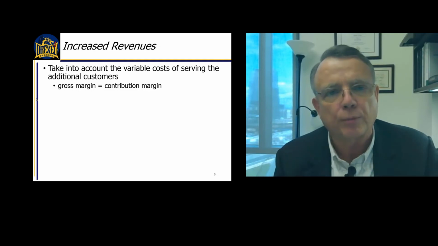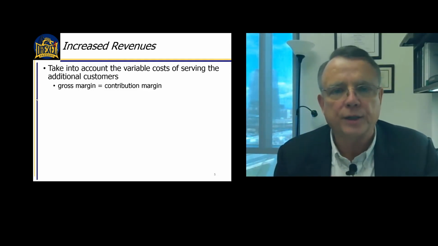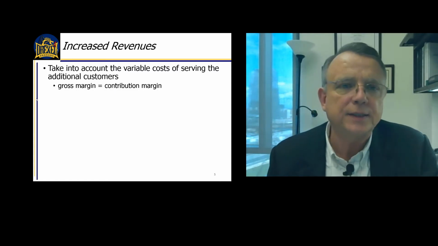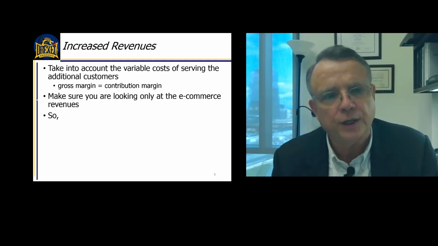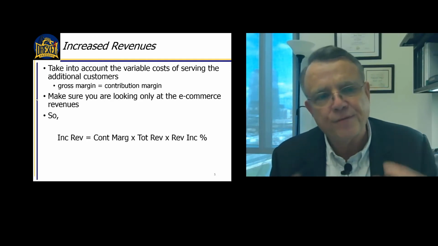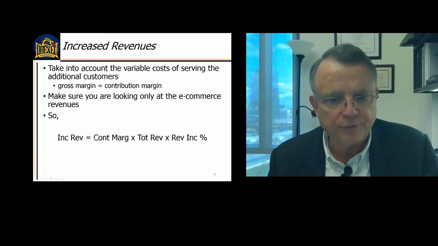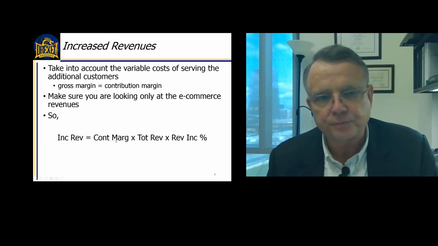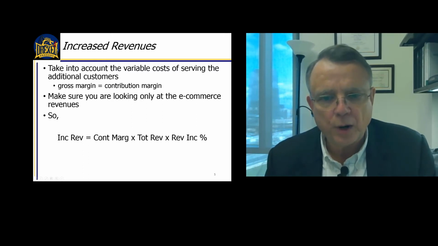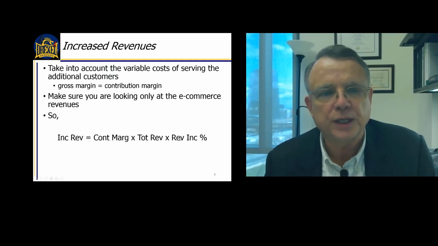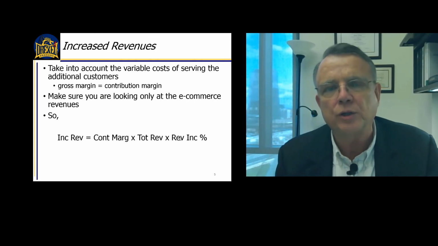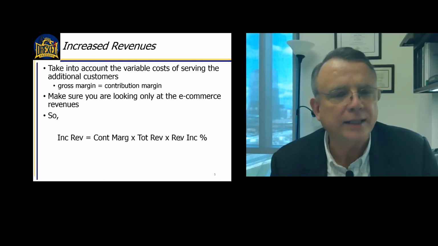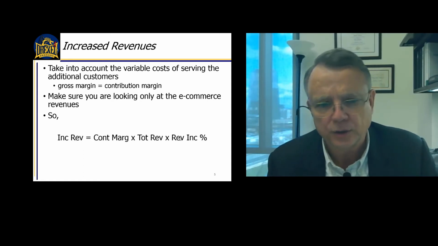The first thing is we can't just look at raw revenues because the variable costs come into play. In this case, they call the gross margin the contribution margin. Make sure you're only looking at the e-commerce revenues, and you can figure out what the increased revenues are by looking at the contribution margin times the total revenue times the percent increase in the revenue. That information will be available in the case. Let me know if you're having trouble. Ask your classmates or give me a call if you're not sure.